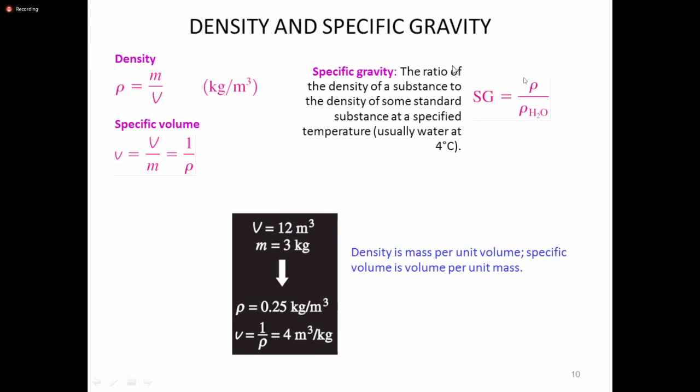Specific gravity: the ratio of the density of a substance to the density of some standard substance at a specified temperature is called the specific gravity. Specific gravity is equal to rho upon rho of H2O. Take the example: if the total volume is 12 meter cube and the mass is 3 kg, then the density, M by V, is 0.25 kg per meter cube, but the specific volume is 4 meter cube per kg. In this way, small numericals can also be asked on the conversion of density into volume and specific gravity.